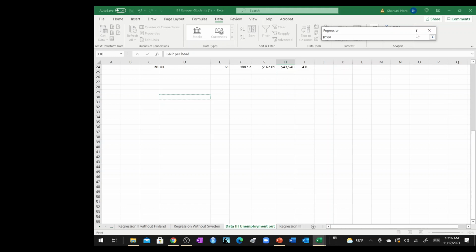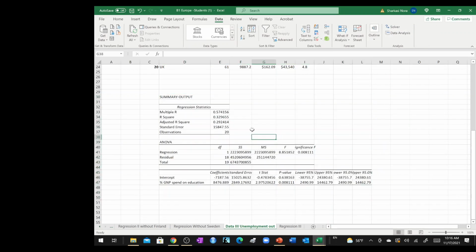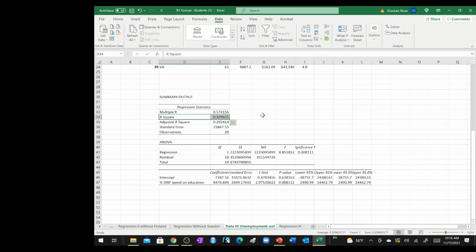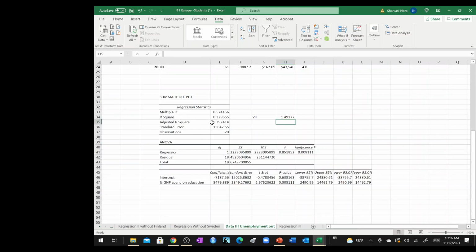Okay, and then we say okay, and as you can see, this is R square. Is it the same value? 329. 329, exactly, it's the same value. And then you take the VIF and you say the VIF is equal to 1 over 1 minus this R square, and this is it, 1.49, which is almost 1.5. So this is how we got it, and this is the way that we do it.